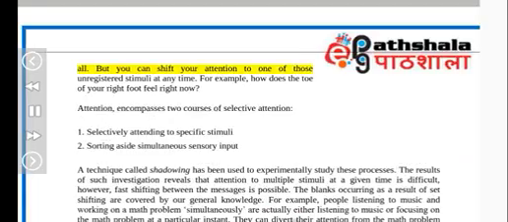But you can shift your attention to one of those unregistered stimuli at any time. For example, how does the toe of your right foot feel right now? Attention encompasses two courses of selective attention. 1. Selectively attending to specific stimuli. 2. Sorting aside simultaneous sensory input.